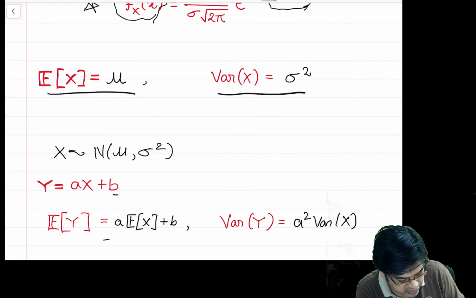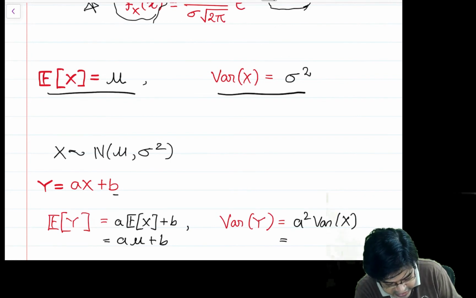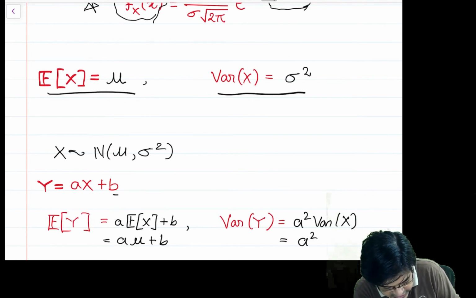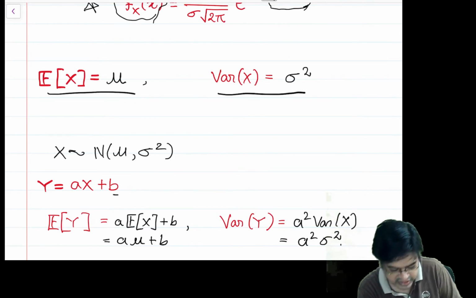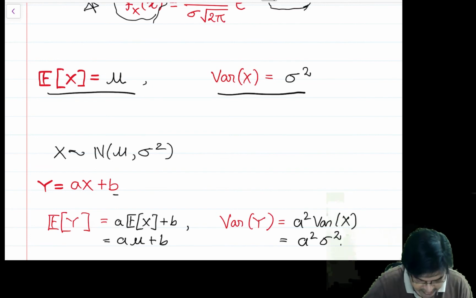What is the expected value of y? It is a mu plus b. And what is the variance of y? It is a square times sigma square. So I have the answer.